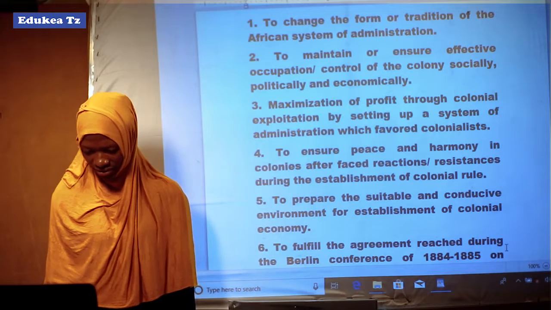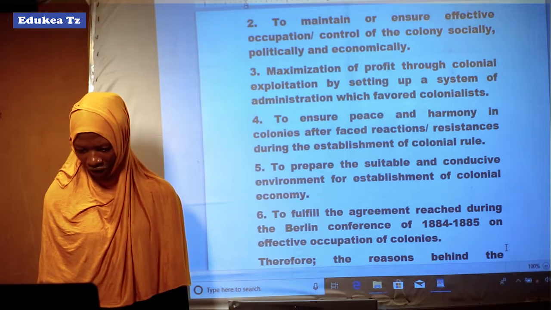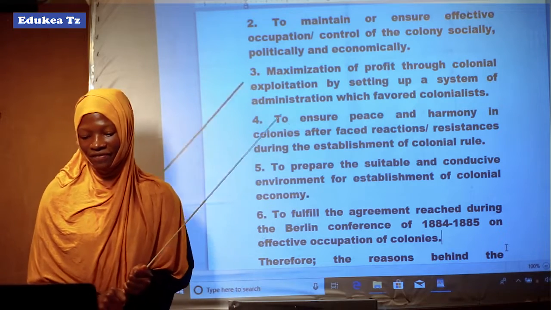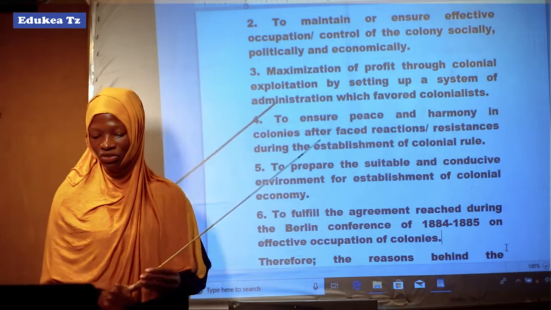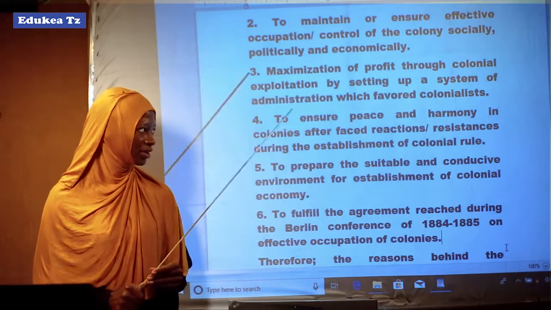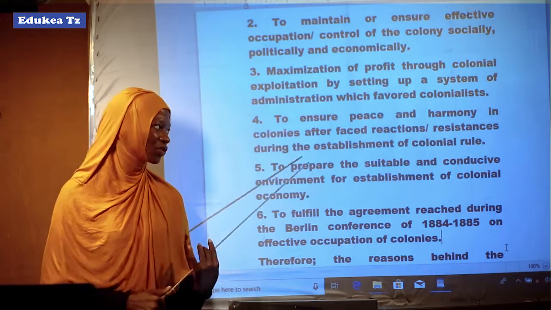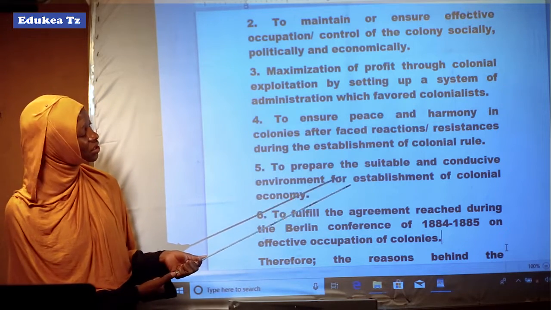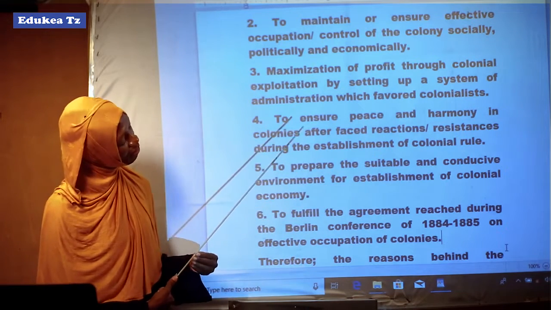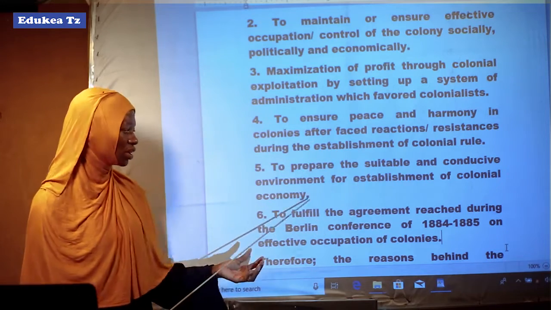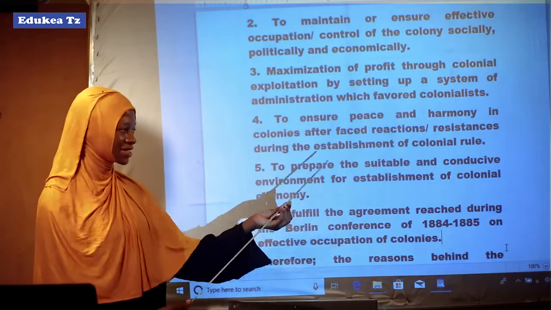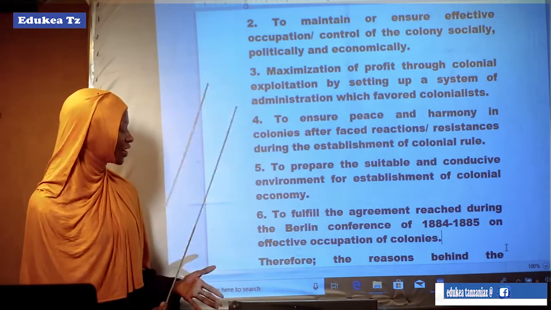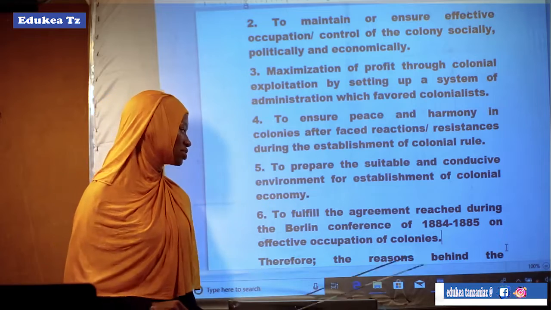The next one is to prepare a suitable and conducive environment for the establishment of a colonial economy. The main target of the colonialists who came to Africa was to establish an economy in order to make themselves rich. So, in order to succeed in the colonial economy, there was a great need for a colonial administrative system.